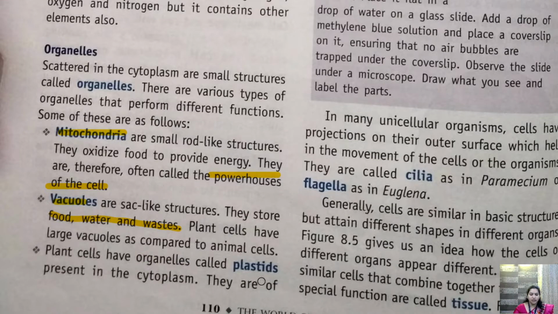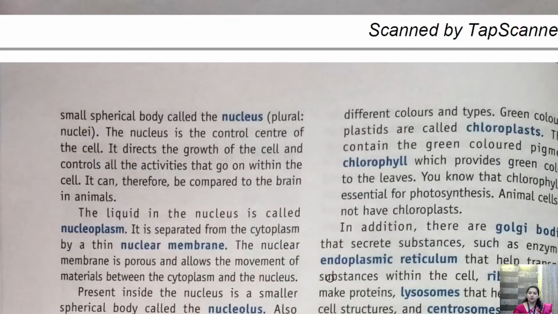Okay. And then we have plastids. Plastids are only present in plant cells. They have a chloroplast. Inside the chloroplast we have chlorophyll. Chlorophyll is a green color pigment. It is only present in plant cells. Animal cells do not have a chloroplast.